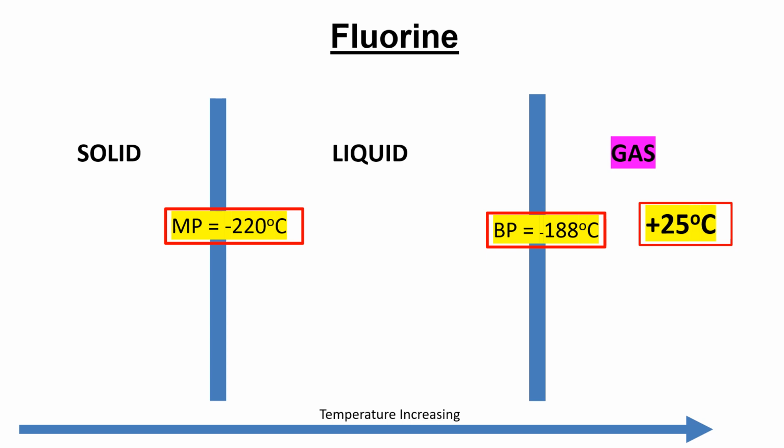Room temperature, or 25 degrees, is above the boiling point of fluorine of minus 188. Therefore, fluorine is a gas at room temperature. Again, 25 degrees, or room temperature, is above the boiling point of chlorine, which was minus 35 degrees. Therefore, it is also a gas.